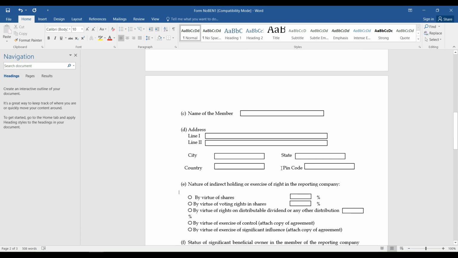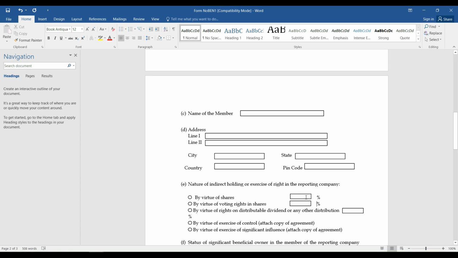Nature of the indirect holding or the exercise of the right of the reporting company. As was there in the rule, there are four conditions over there. Either he is holding a majority share by virtue of shares, meaning he is holding like 51% in that member's company, then select this option and mention the shareholding. By virtue of voting rights in a share, then click on that option and select the voting rights.